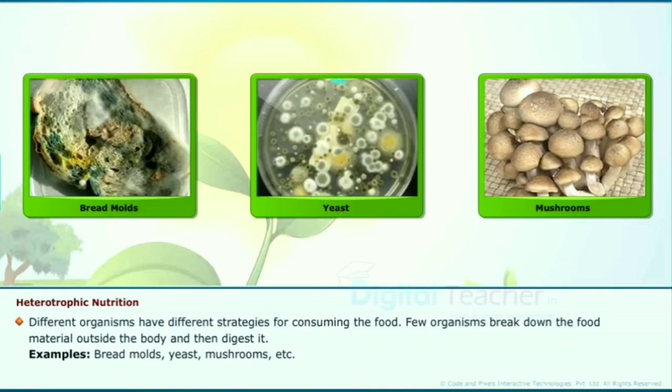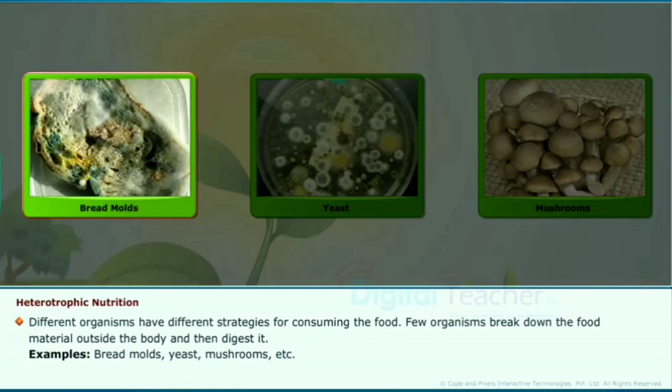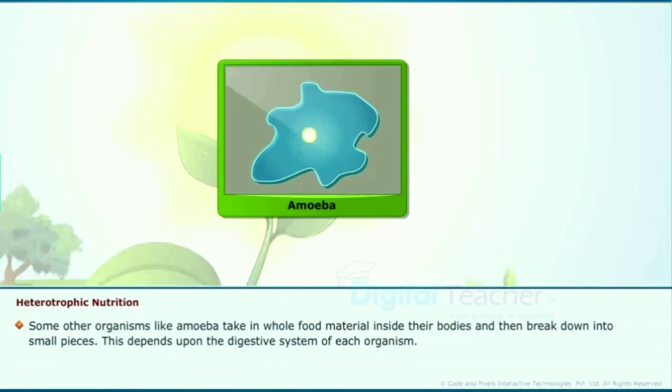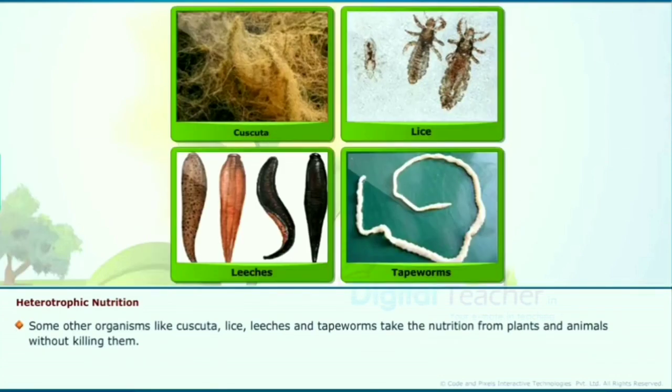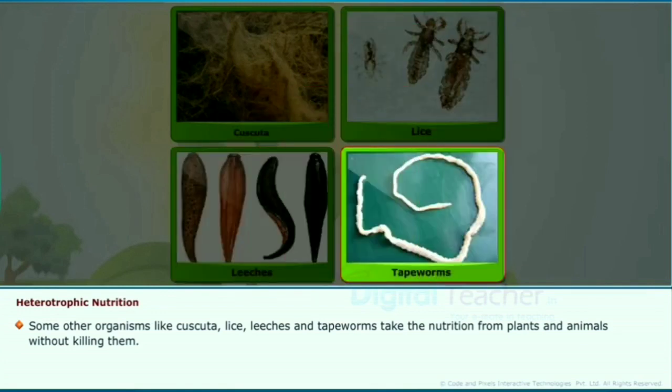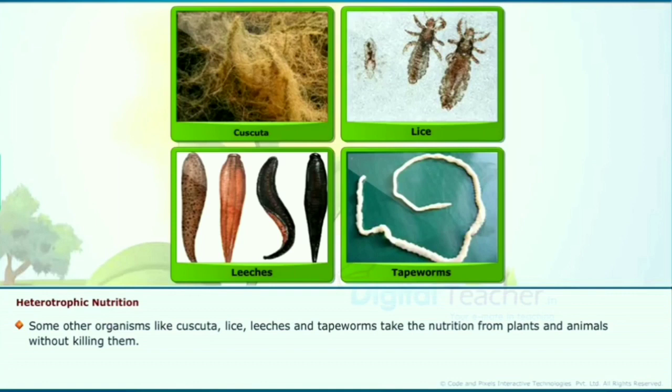Different organisms have different strategies for consuming food. Few organisms break down the food material outside the body and then digest it. Examples: bread molds, yeast, mushrooms, etc. Some other organisms like amoeba take in whole food material inside their bodies and then break it down into small pieces. This depends upon the digestive system of each organism. Some other organisms like cuscuta, lice, leeches and tapeworms take the nutrition from plants and animals without killing them.